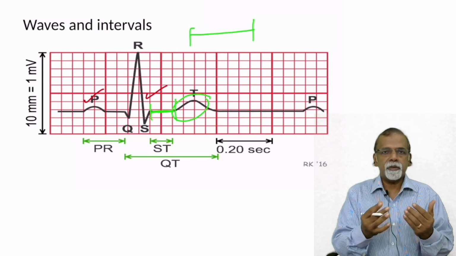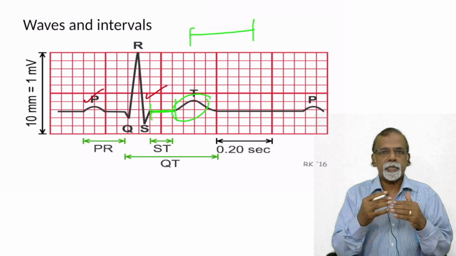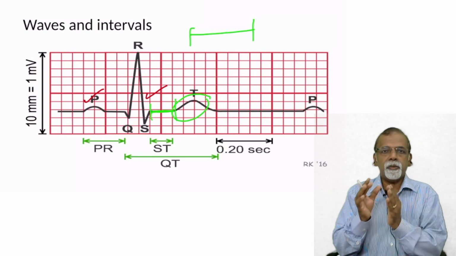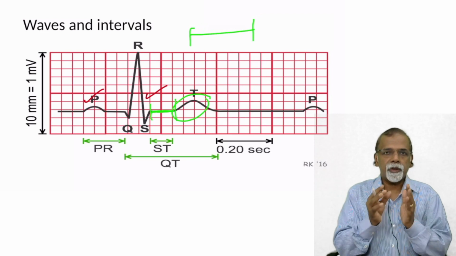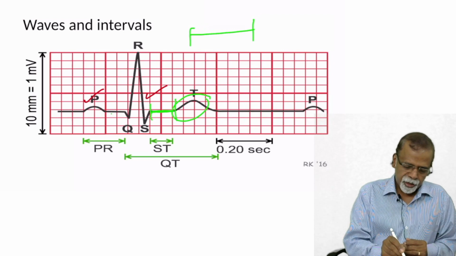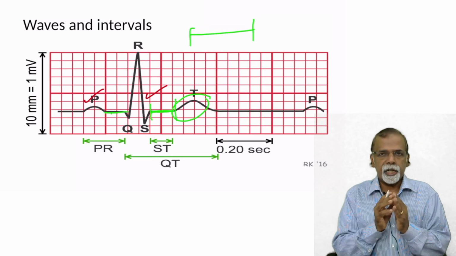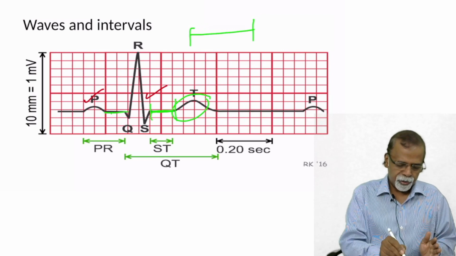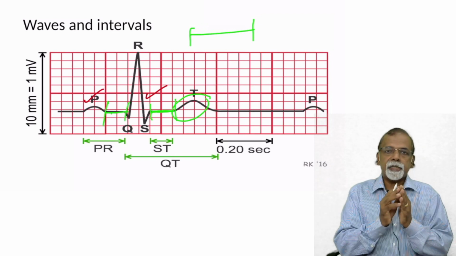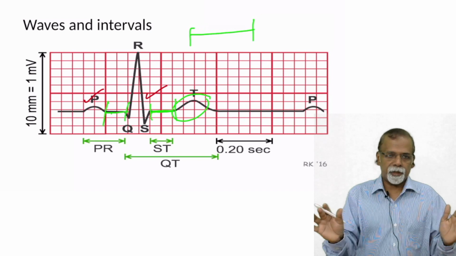When somebody comes with acute chest pain, you want to know whether there is an ST segment elevation myocardial infarction. If some injury has occurred to the myocardium, you detect it by looking at the ST segment. That is very important. Then there is one more segment, which is not much clinically useful: the PQ or PR segment. Again, the PR segment is isoelectric.